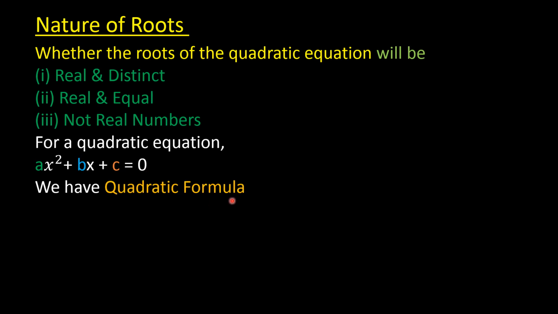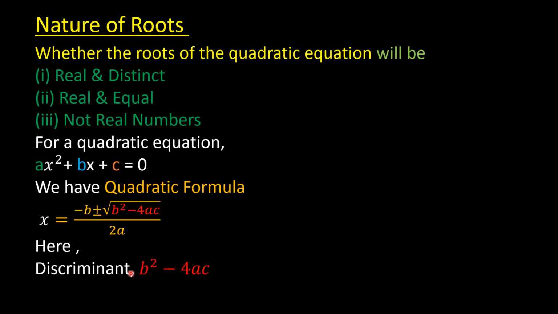The quadratic formula is x equals minus b plus minus under root b squared minus 4ac divided by 2a, where the quantity in the radical sign, b squared minus 4ac, which we call discriminant, decides the nature of the roots.